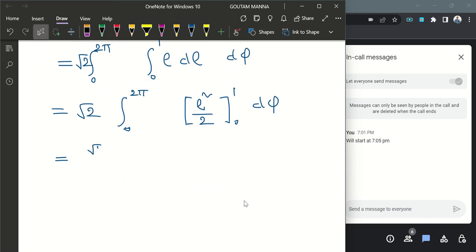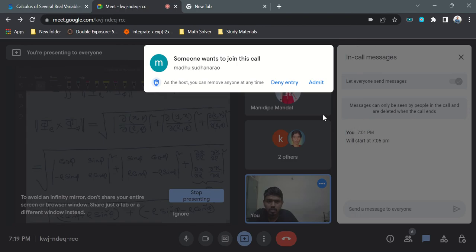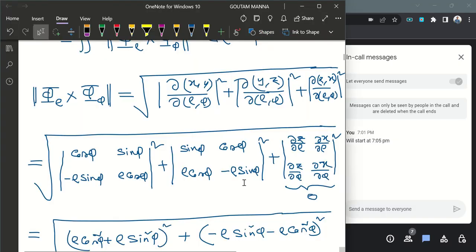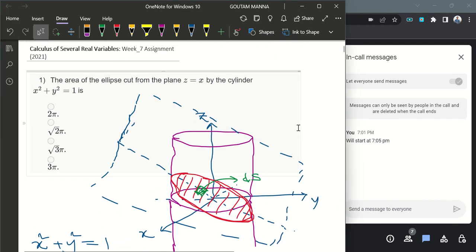So we have root 2 by 2, integral from 0 to 2 pi d phi, and if you do the integration, it is phi, and if you put the limit, it will be 2 pi. So root 2 by 2 times 2 pi equals root 2 pi. So that's the area of this elliptical region. So the correct option is option 2.